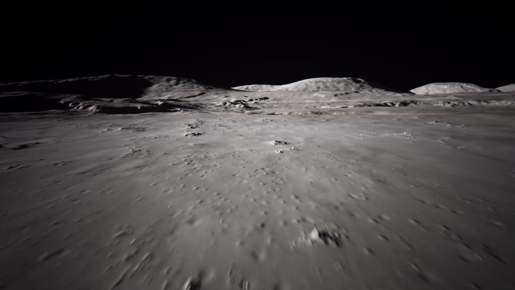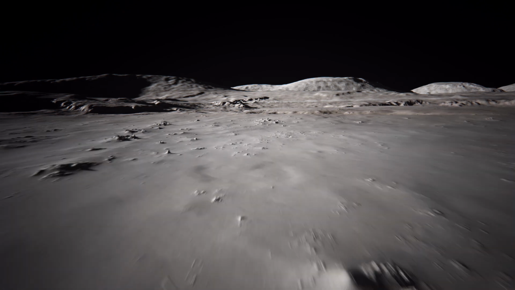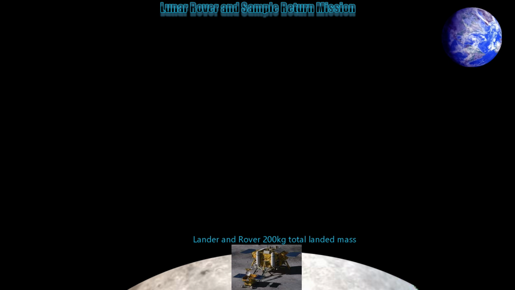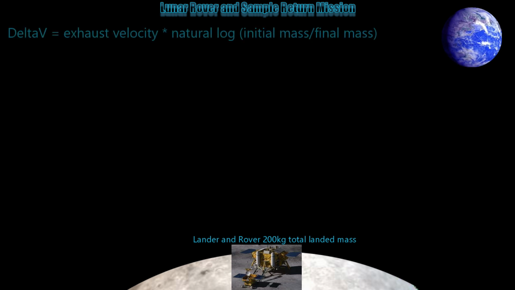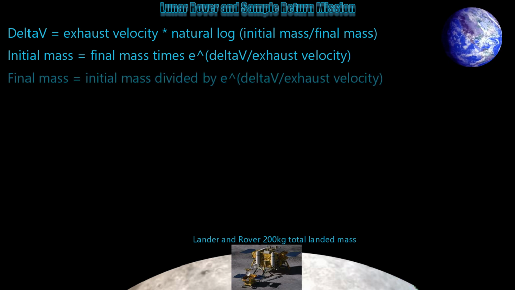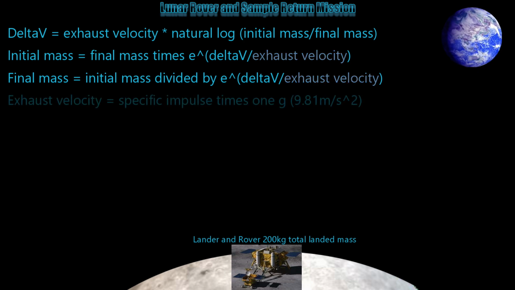Now we have defined our mission, and again we can work backwards to see what our rocket needs to have. We have gone over our rocket equation many times, but let's review just a little. Delta V equals the exhaust velocity times the natural log of the initial mass over the final mass. And we rearrange this to say that the initial mass equals the final mass times e to the power of delta V over VE, or that the final mass equals the initial mass divided by e to the power of delta V over VE. Now just a few more equations.